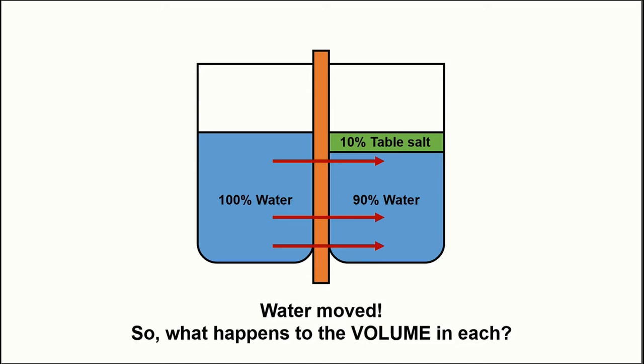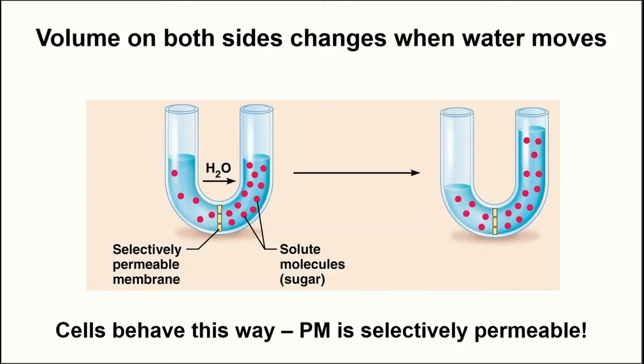So what's going to happen to the volume in each of these containers here? Well, as you probably guessed, because water moved from the left vessel to the right vessel here, the volume of water in the left vessel will decrease, and the volume overall in the left vessel will decrease, and the volume overall in the right vessel will increase. Right, so we're going to get a volume change across this membrane, and that's pretty analogous to the way that cells behave, right?